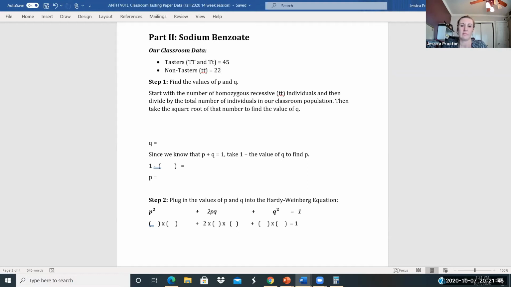So for sodium benzoate, we've got 45 tasters and 22 non-tasters. So going back to our step one, we want to find the values of P and Q. And we need to start with the known quantity, which is the Q squared. Remember, Q squared represents the homozygous recessive individuals in the population. And that's the genotype that we know for certain. We know for certain that we definitely have 22 homozygous recessives in our classroom population. So we're taking that number and we're dividing it by the total. So we have 67 people in our population. So we need our calculators.